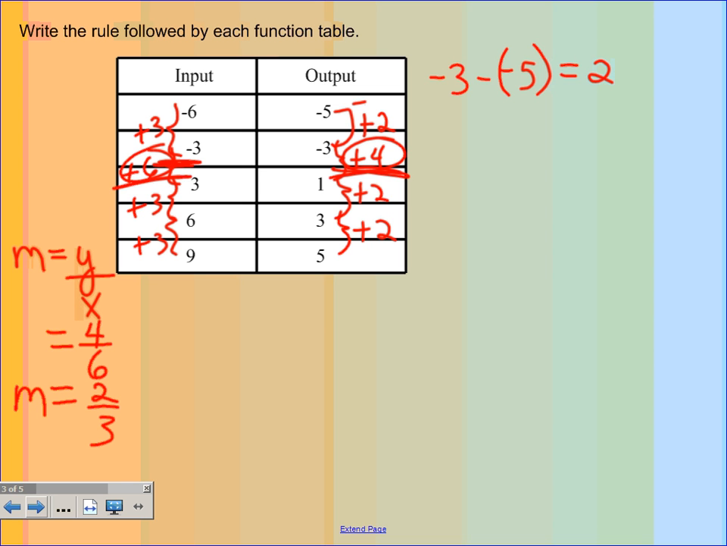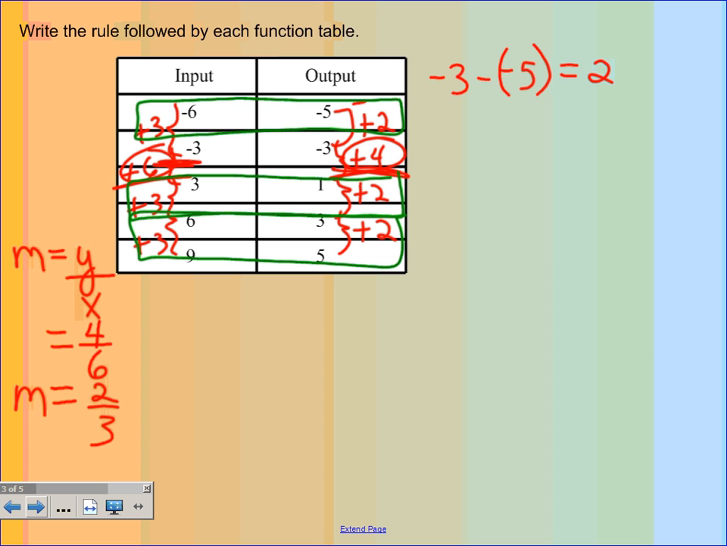And as you can see, that's exactly what it would have been had I chosen the other changes. So we can always check our work to see if it's consistent throughout. Once I know m, then I want to plug into my equation.